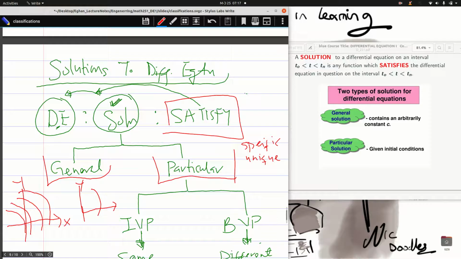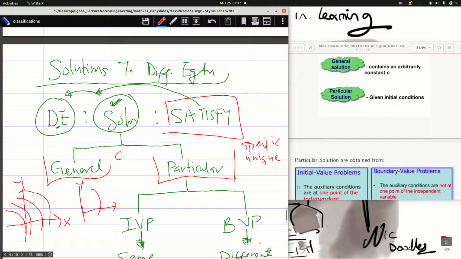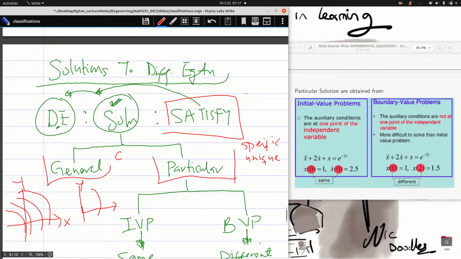In my slides, it says the general solution has arbitrary constants C in it. Pictorially, the solution will have some terms of C's, or constants, in it. But the particular solution comes with some conditions that will help you obtain that unique or specific solution. So the question is, how do I get that unique solution, or that certain solution? I'm very certain about it.